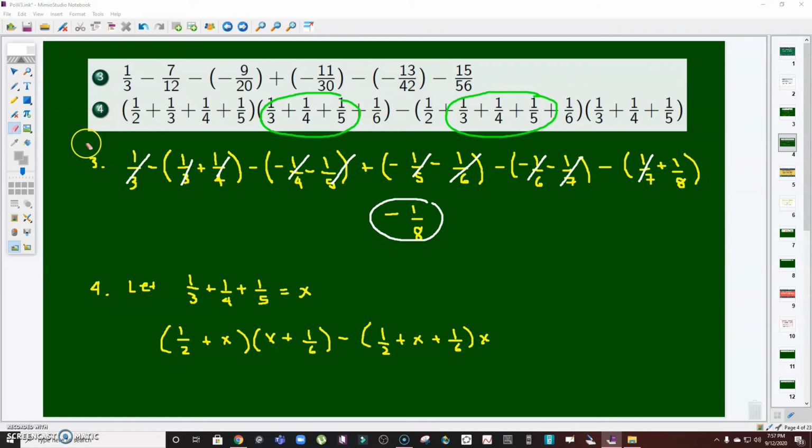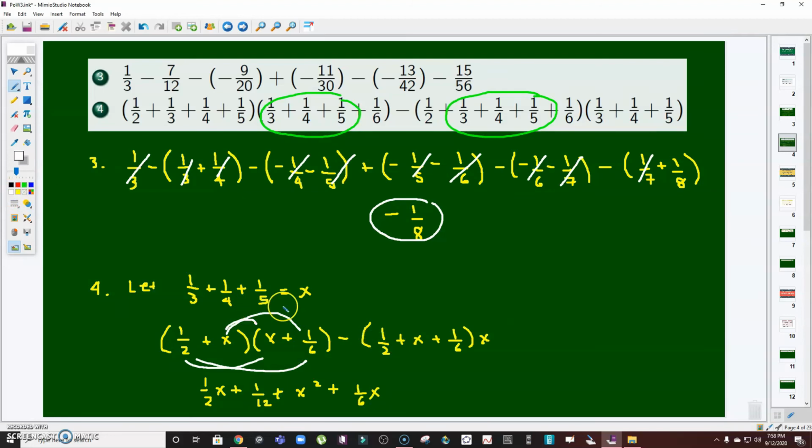Now, what's next after this one? Since this is for grade 7, they have no background yet for the FOIL method, so what we're going to do is the distributive property. If I multiply it, 1/2 times x will be 1/2 x, times this one, that will be 1 over 12, plus 1 over 12 times this one, which becomes x squared, and lastly, 1 over 6 x, by multiplying this one.